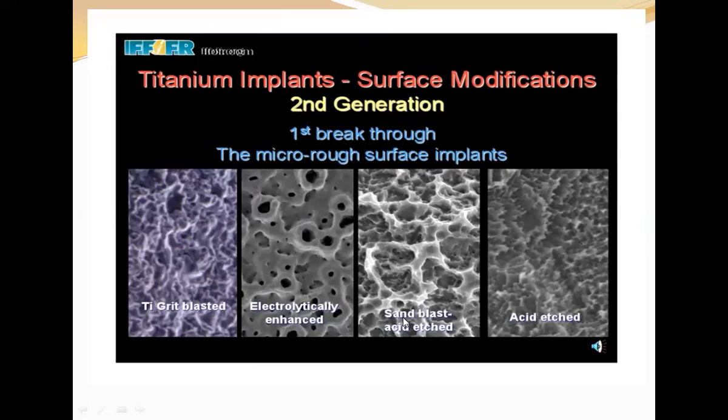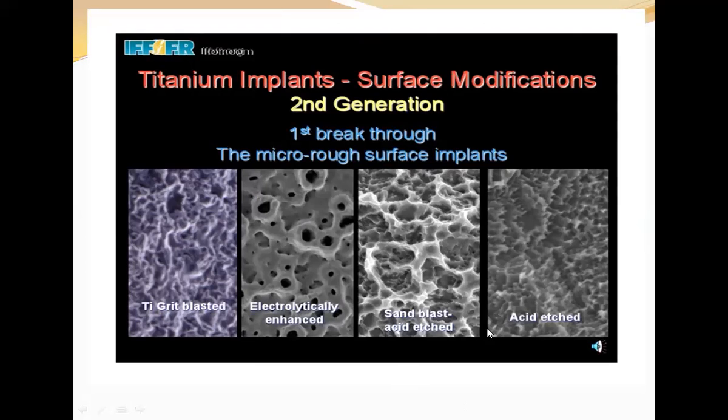देन वी आर डूइंग सैंड ब्लास्टिंग प्लस एसिड एचिंग. ये जो कॉम्बिनेशन है, इसको HLA कहते हैं, जिसमें हम सैंड ब्लास्ट और एसिड एच को कंबाइन करते हैं. ऐसे इम्प्लांट्स को HLA इम्प्लांट्स कहते हैं, और ये बड़े कॉमन है आजकल HLA इम्प्लांट्स.